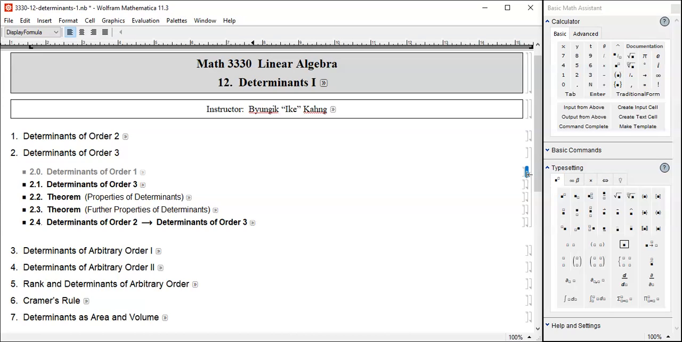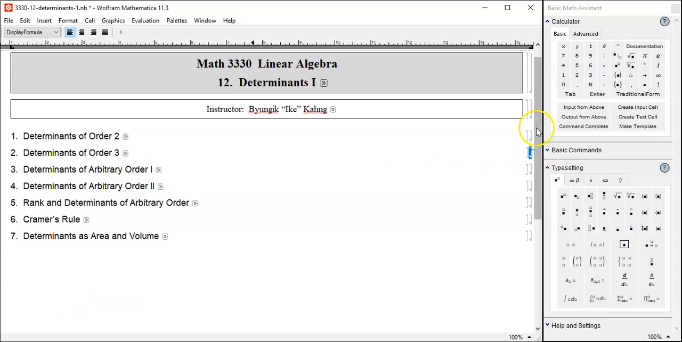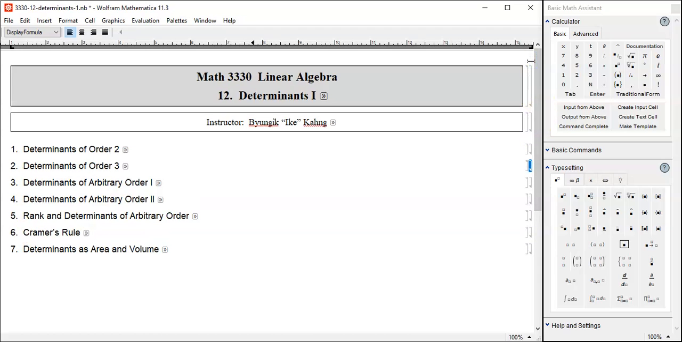So no problem there. Now let's consider determinant of order 3 in a separate video. Let's stop here. We completed determinant of order 2 and then the determinant of order 1.